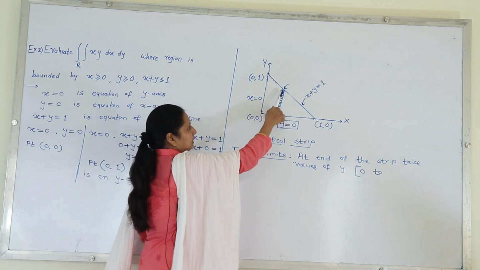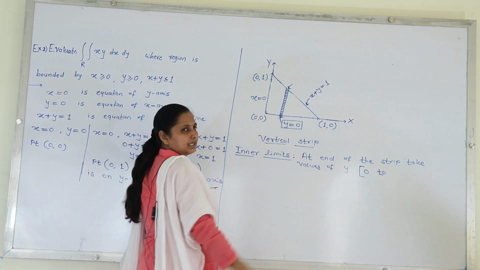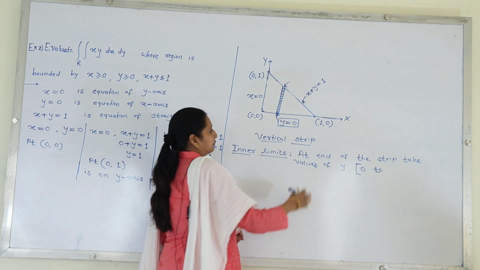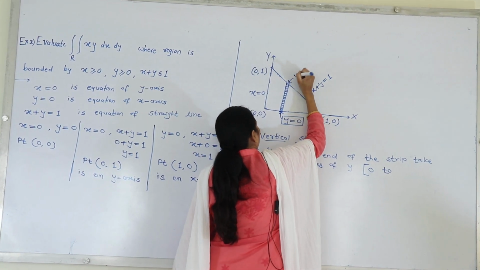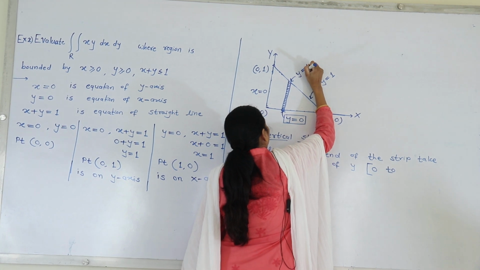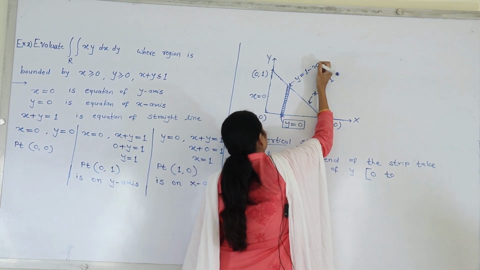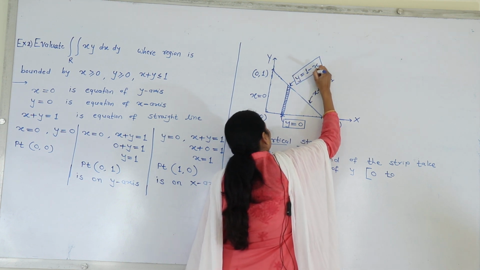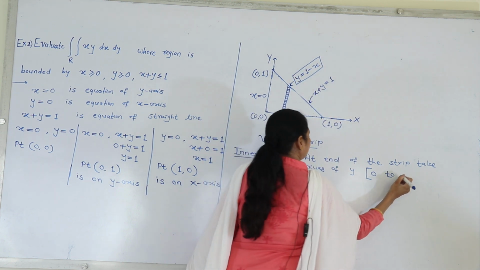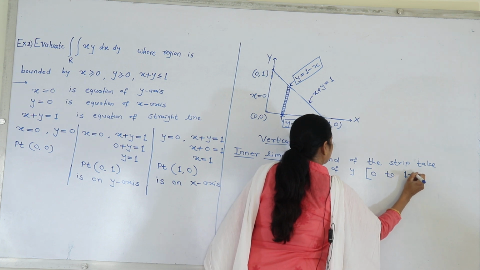The upper end is on the straight line x plus y is equal to 1. Therefore, from this x plus y is equal to 1, the y value is y is equal to 1 minus x. Therefore, the value of y is 1 minus x.